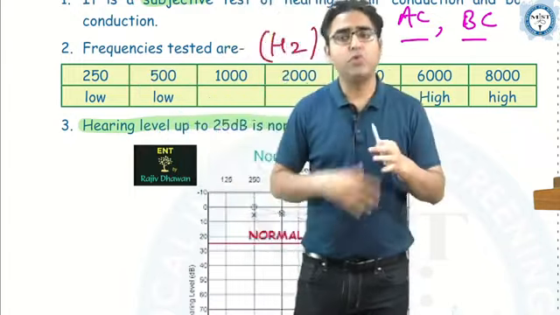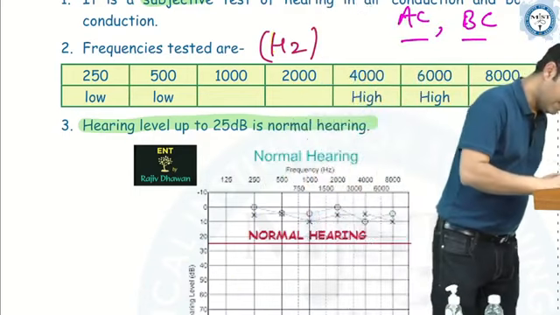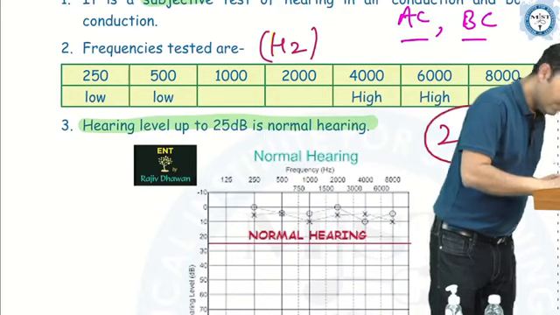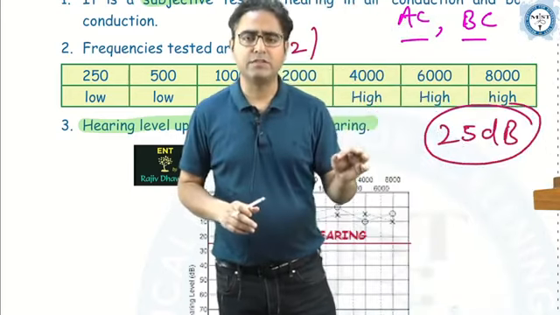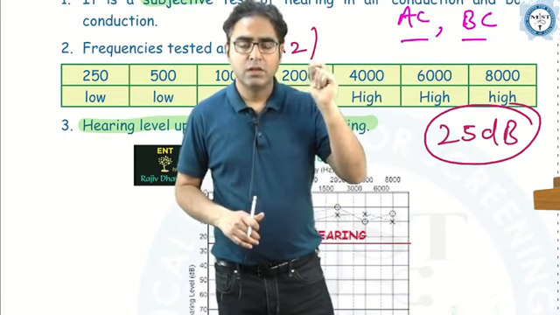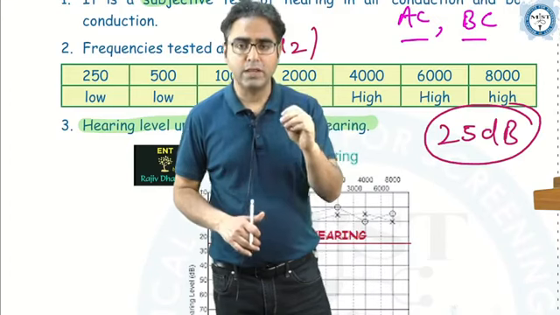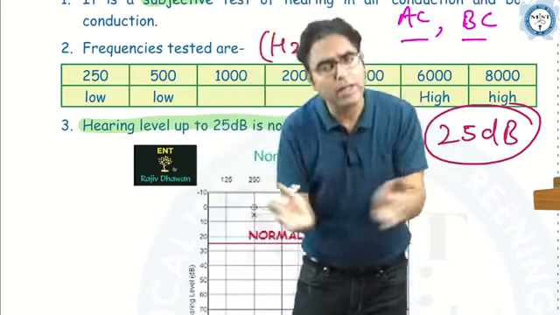Now hearing up to what level is normal? Please understand, up to 25 decibel, the hearing is normal, beta. If you can hear sound up to 25 decibel, it's normal. 25 decibel sound, you should be able to hear it, beta. So like, you should be able to hear this sound, beta. Okay, that is 25 decibel sound. And if you are able to hear this sound, it means you are within the normal hearing zone, beta.